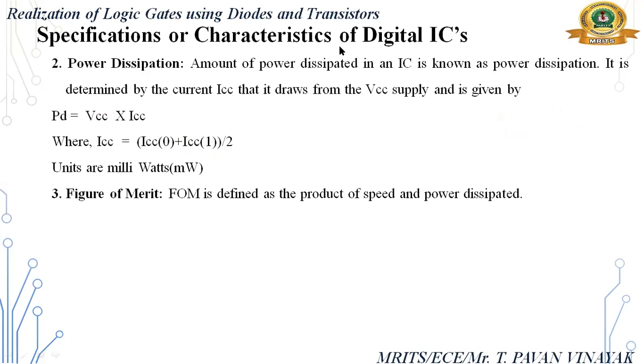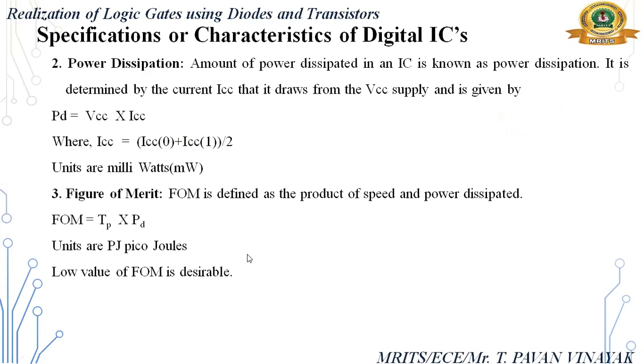Units are milliwatts. Next, figure of merit. Figure of merit is defined as the product of speed and power dissipation. Means FOM is equal to TP and PD. Units are picojoules. Low value means best FOM.